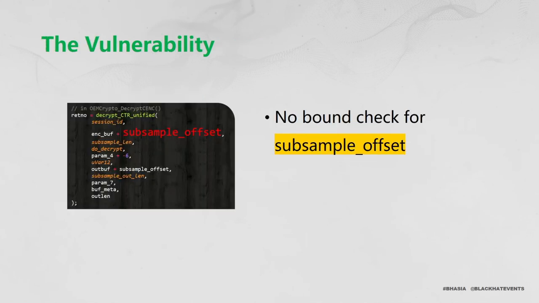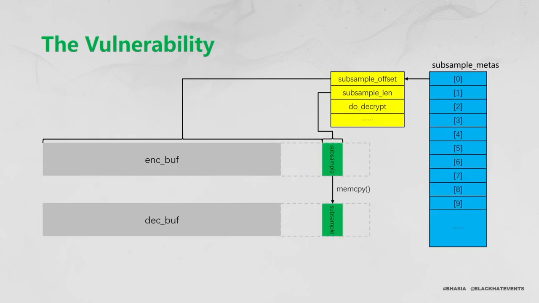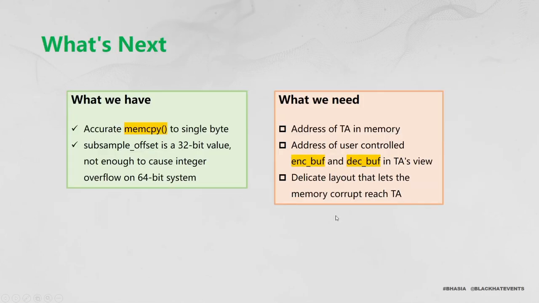So, okay, we have already seen the vulnerability. Here it is. The subsample offset, there is no bound check on it. So with no bound check, the offset can be very big, and we can make a memcopy from an offset, an overflowed place to another place. So we have got a vulnerability.